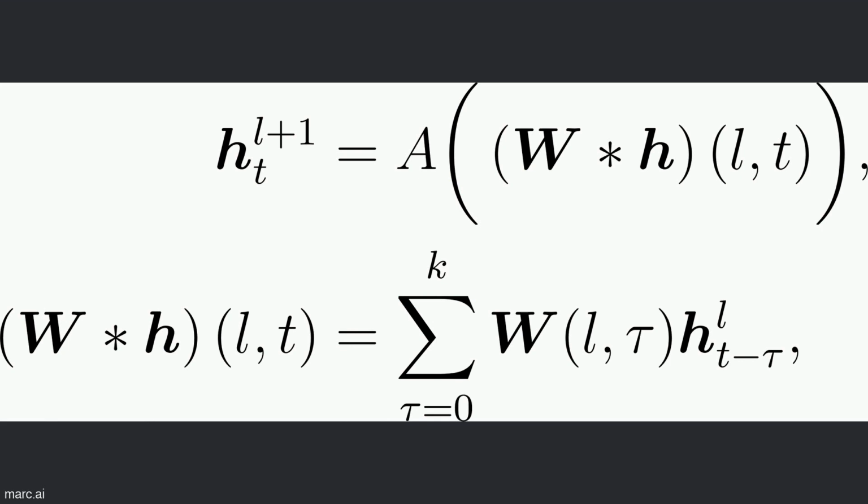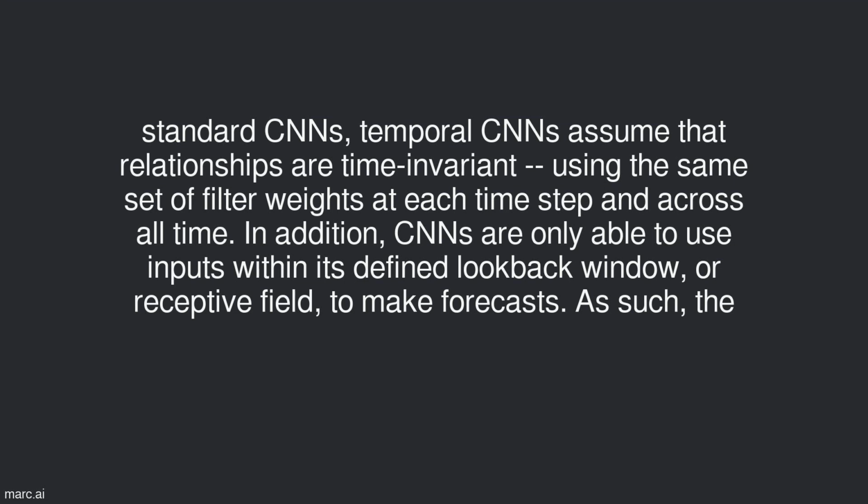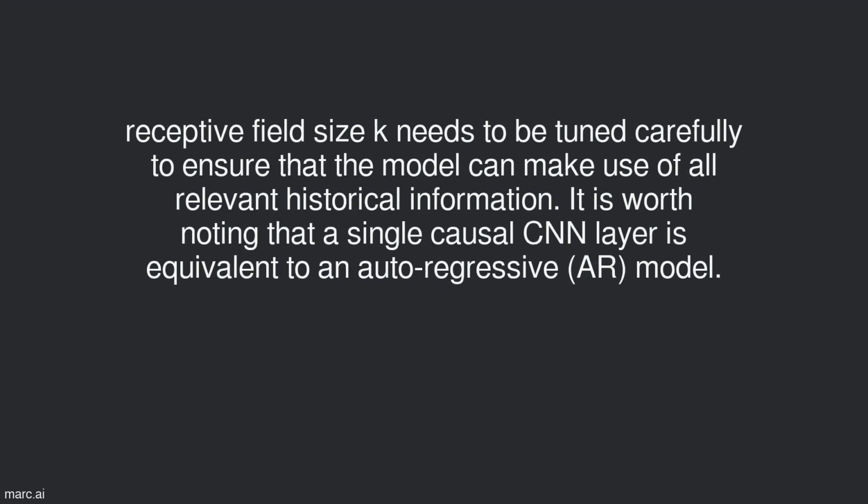This leads to two key implications for temporal relationships learnt by CNNs. Firstly, in line with the spatial invariance assumptions for standard CNNs, temporal CNNs assume that relationships are time invariant, using the same set of filter weights at each time step and across all time. In addition, CNNs are only able to use inputs within their defined lookback window, or receptive field, to make forecasts. As such, the receptive field size k needs to be tuned carefully to ensure that the model can make use of all relevant historical information.